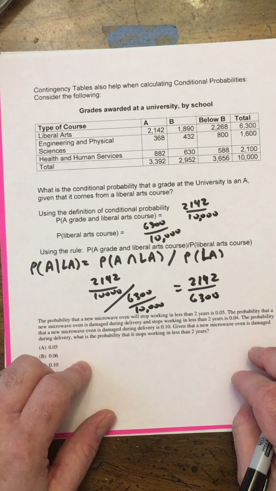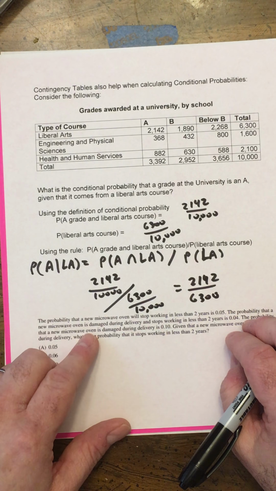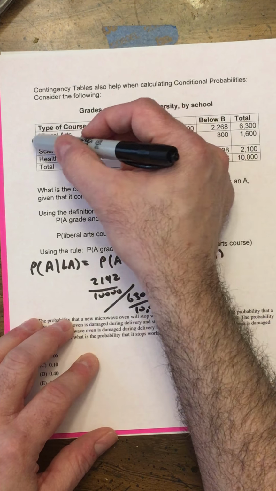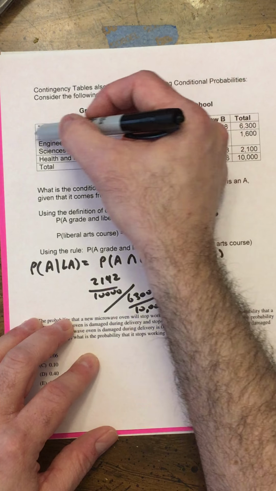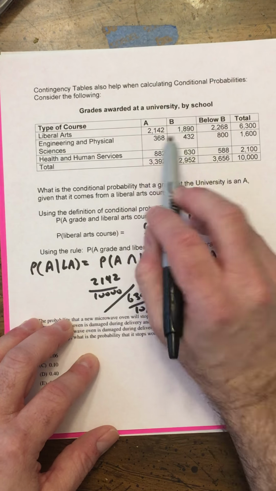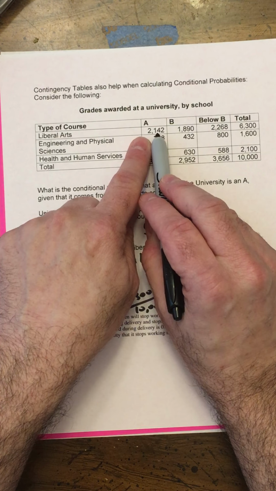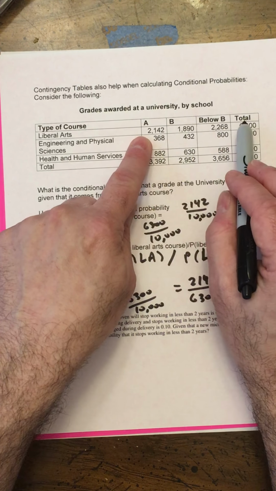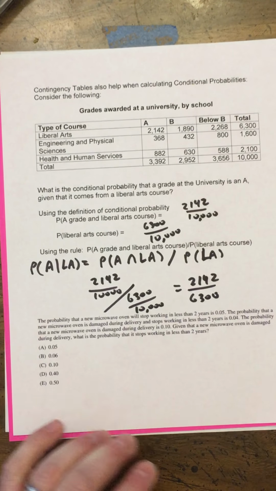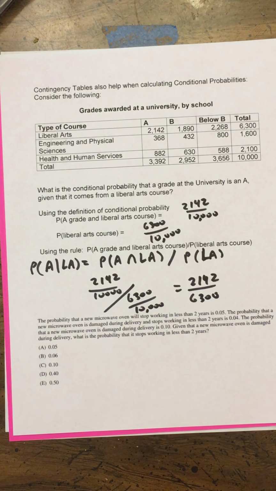And here's a shortcut. If you know that the course taken was a liberal arts course, you can simply look at this row right here. The probability that you're already in a liberal arts course and you get an A is 2142 out of 6,300, so you can get the solution right away that way.